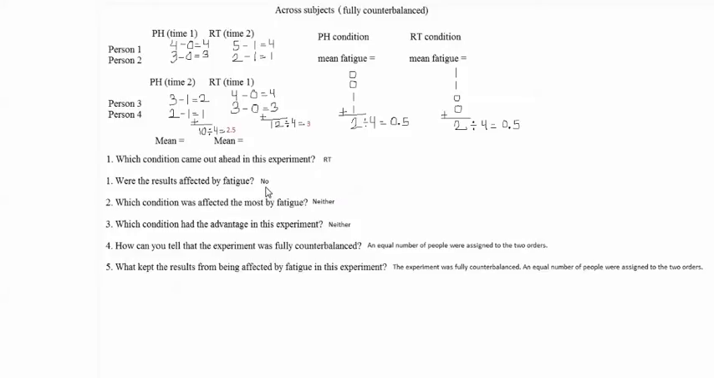To find out whether the results were affected by fatigue, I have to take these numbers that we subtracted by, which were the fatigue scores, the levels of fatigue, and average those. So for Pizza Hut, we have fatigue scores of 0, 0, 1, 1. I put those over here. For Round Table, we had fatigue scores of 1, 1, 0, 0. I put those over here.